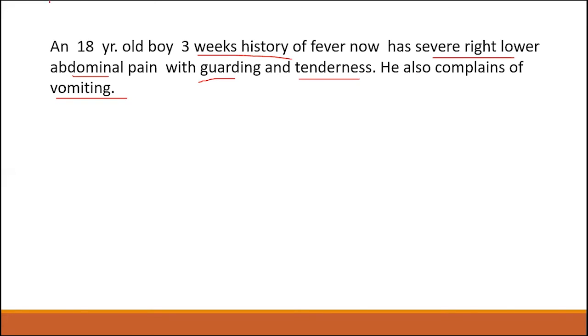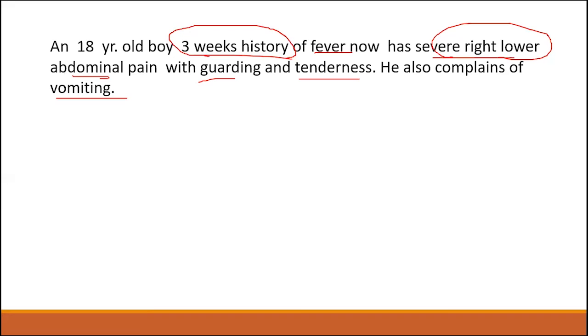Interesting case, isn't it? So there's a 3 weeks history of fever, now right lower abdominal pain. So I asked myself, what are the organs that are found at the right lower quadrant? Yes, you can think of the cecum, the appendix, basically. You can think of these two things. Very, very important, because if you know it, it becomes easy for you to answer.